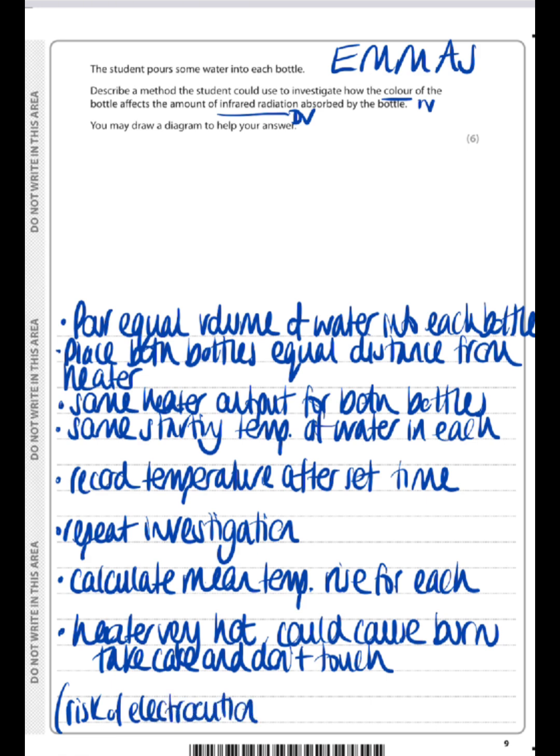Now, how do you avoid electrocution? Well, you don't want that electricity and that water to mix, so you make sure spillages are cleared up. So when tackling your 6 markers, remember EMMAs: equipment, method, measurements, analysis, and safety.